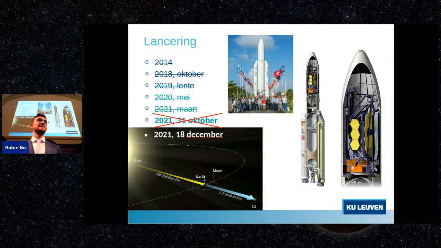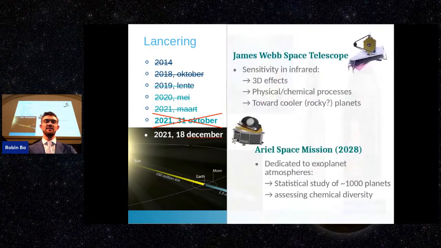And I've updated this slide ever since. So you see that the launch date of the James Webb Space Telescope has been postponed a few times, but I'm fairly sure now, 18th December, it will be the day we will watch the live stream together, Yannis, and then it will launch, and this can potentially revolutionize exoplanet science.